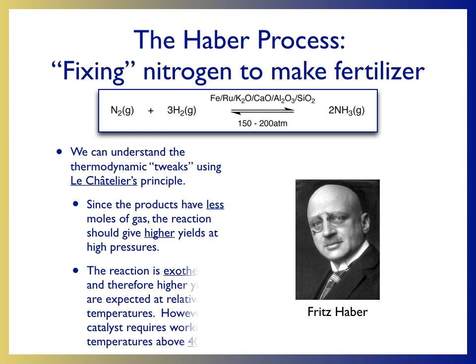Another tweak we can try is temperature. The reaction between nitrogen and hydrogen to make ammonia is an exothermic reaction. So you would think that running the reaction at a low temperature would make the reaction form more product. However, in order to get the catalyst to work, to make the rate of reaction higher, we need the reaction to occur at high temperatures. So we sacrifice the temperature aspect of thermodynamics to make sure that the kinetics work right.